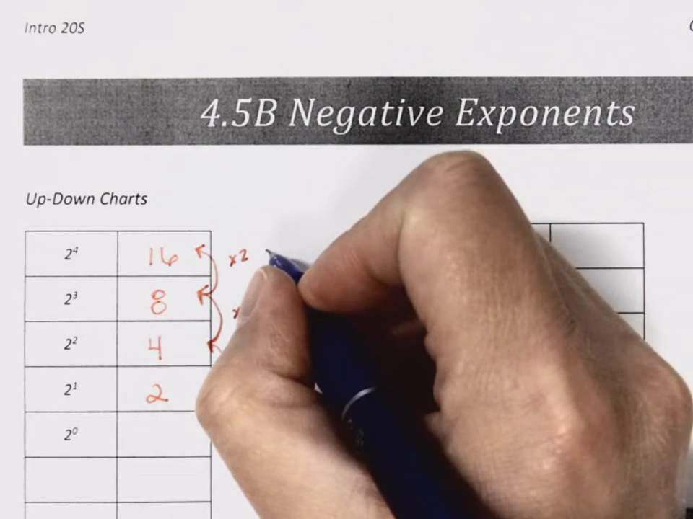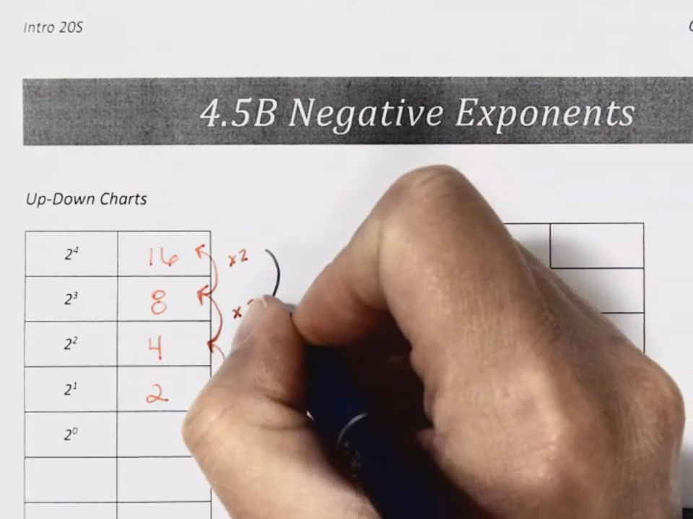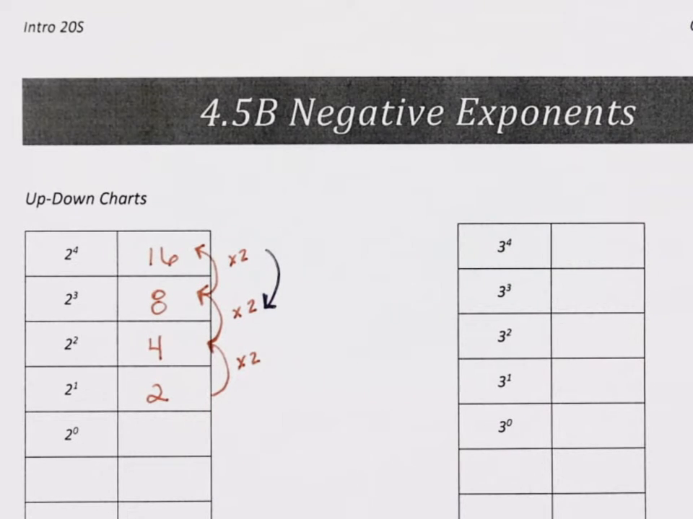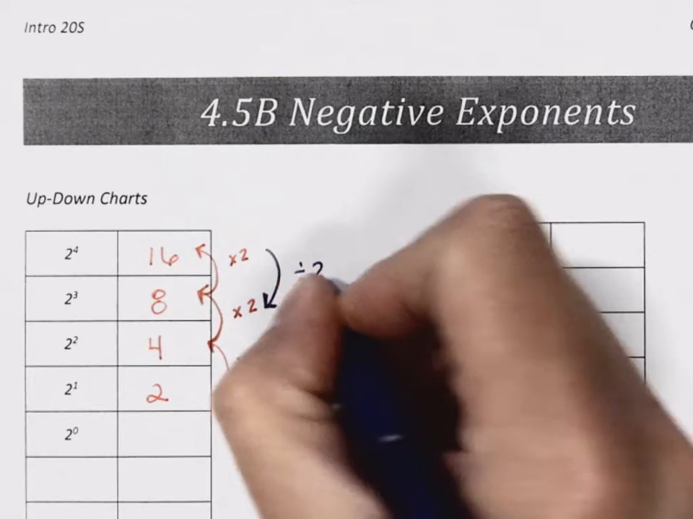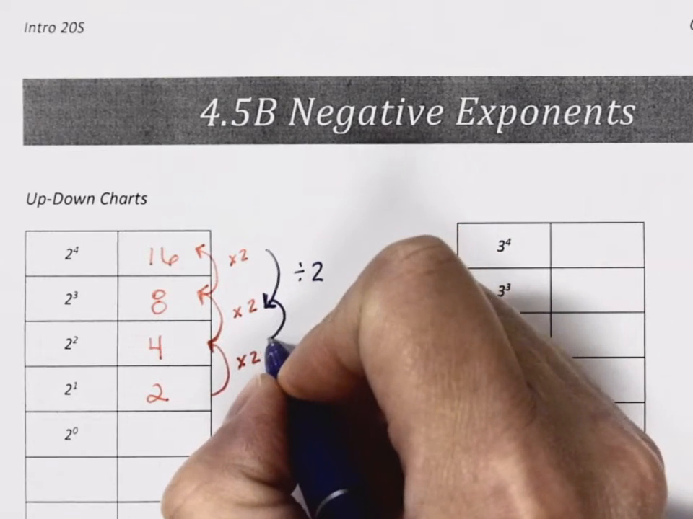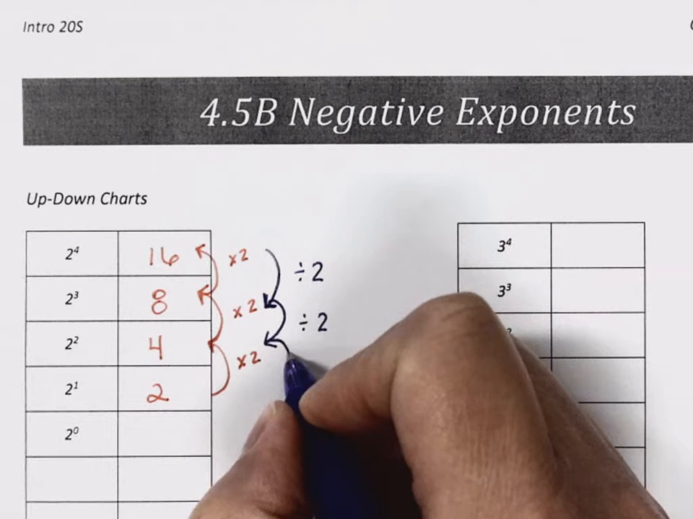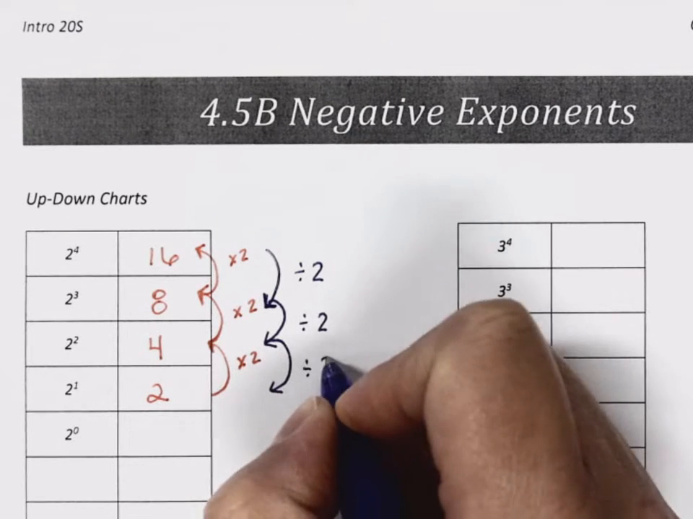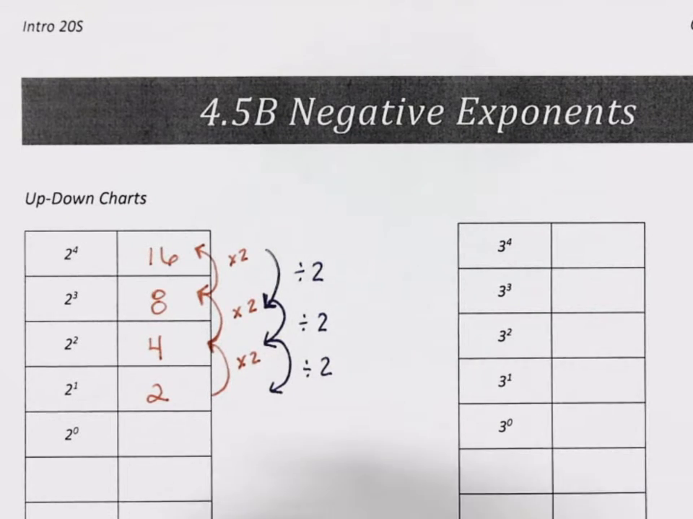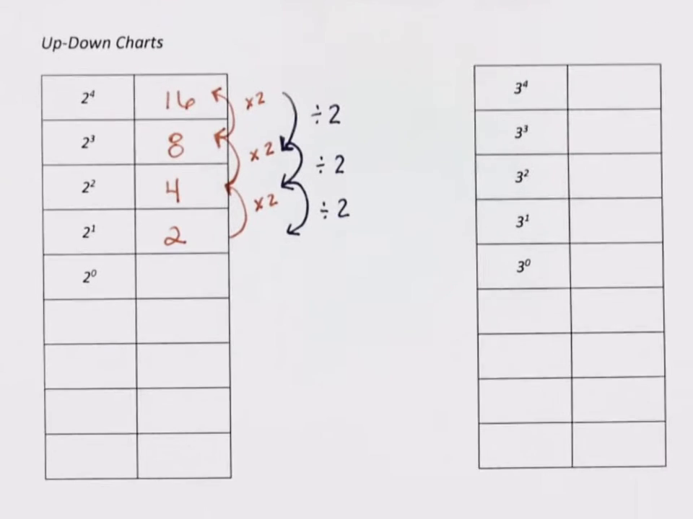Okay. To get from 16 to 8, we multiply by 2 going up the chart. What do we do going down the chart? Divide by 2. And to get from 8 to 4, we divide by 2. And to get from 4 to 2, we divide by 2. So as we go down the chart, we're going to fill in some stuff.